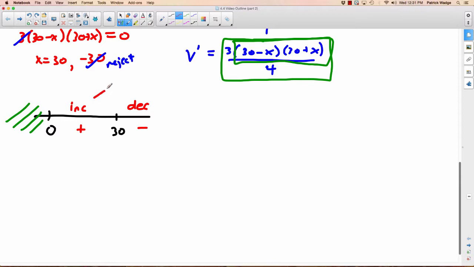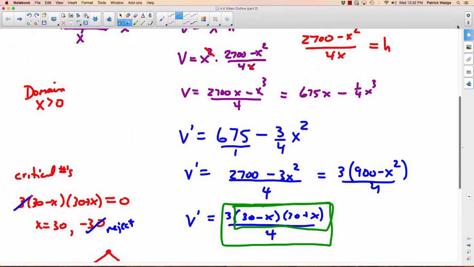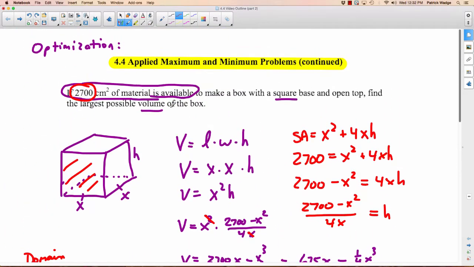If something's increasing and then decreasing, we get a maximum. So 30 is our maximum. Is that what we wanted? Did we want a maximum? Way back up here, yes, largest possible volume. So 30 is not the largest possible volume, that's when you get the largest possible volume. We still need to figure out what the largest possible volume is.